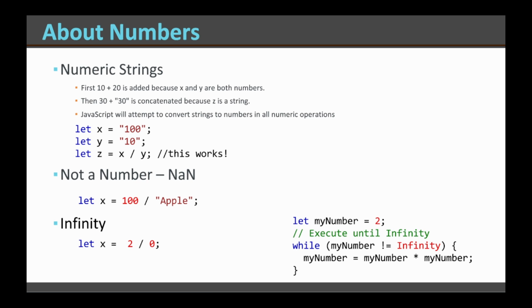If you divide something by 0, it'll be infinity in this case. You can also count up to infinity. In this example, where number is 2, while my number is not equal to infinity, take my number and square it. Eventually, you're going to get past the maximum value that can be represented by numbers in JavaScript. Once you get past that point, that's infinity to us. We can't count higher than that. So now your number is infinity.